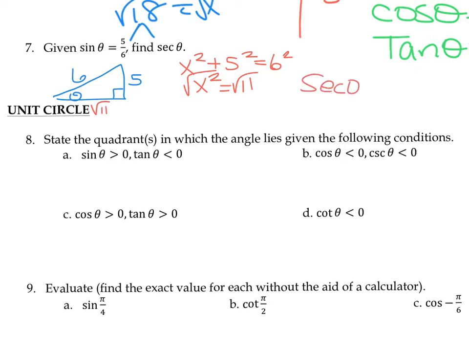So secant of theta is hypotenuse over adjacent. So hypotenuse is 6. Adjacent is square root of 11, so it'll be 6 square root of 11 over 11.